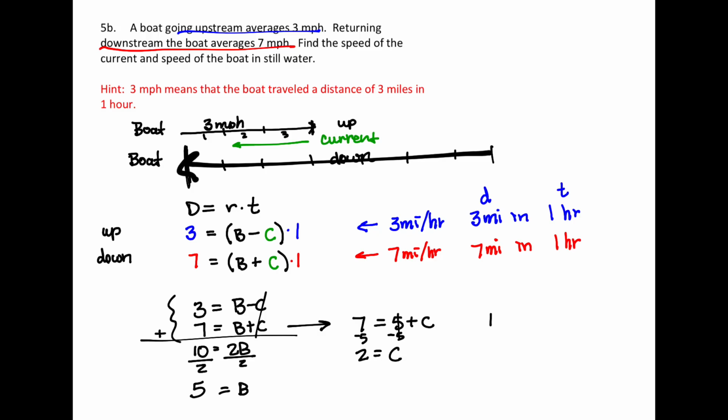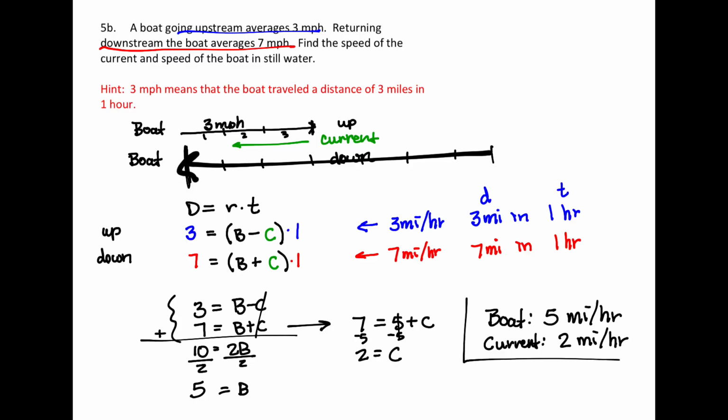So that means the boat is 5 miles per hour and the current is 2 miles per hour.